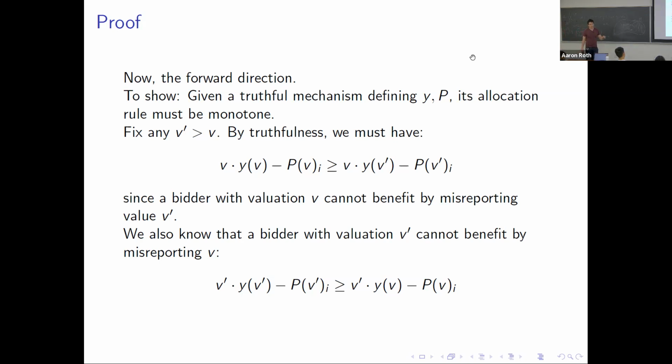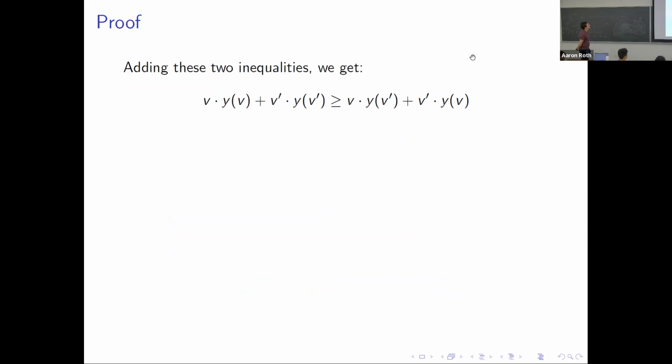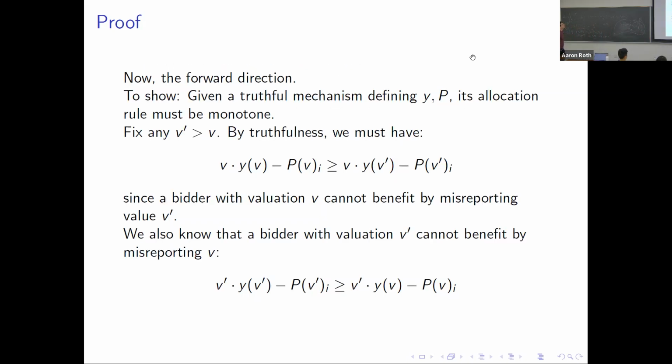Okay, so this is the main idea. Is this step clear? Both of these things have to be true if the mechanism is dominant strategy truthful. Whenever you have two inequalities that are both true, it is very tempting to add them together. If A1 is greater than B1 and A2 is greater than B2, then another true inequality is that A1 plus A2 is greater than B1 plus B2.